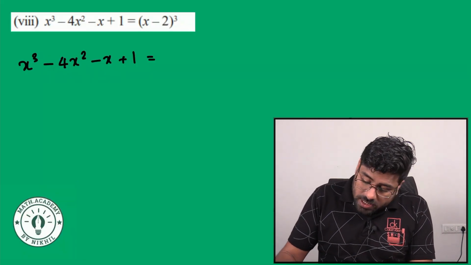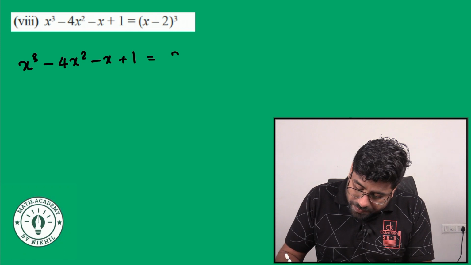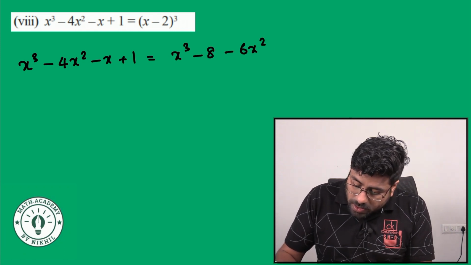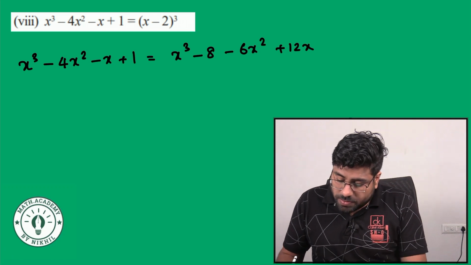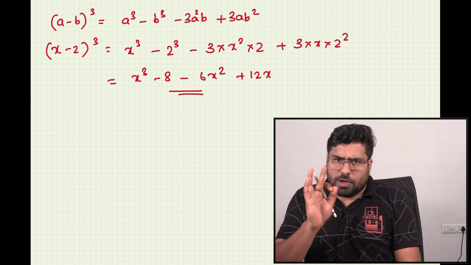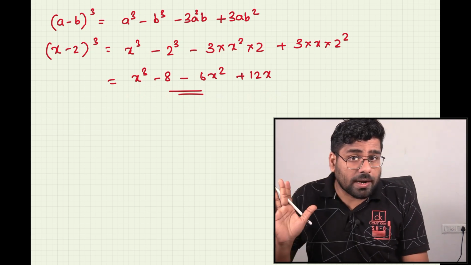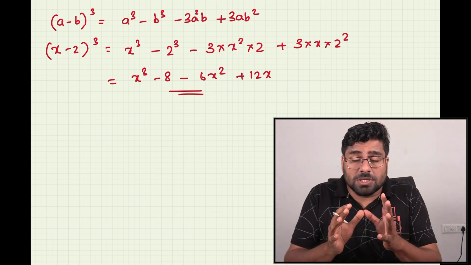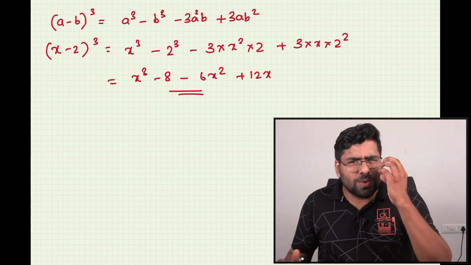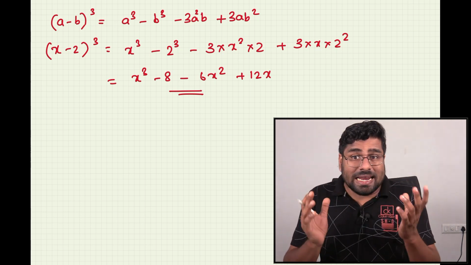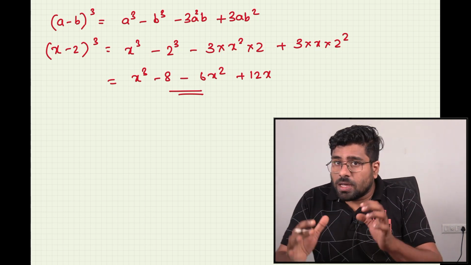Now let's write down the expression here. This is going to be x cube minus 8 minus 6x square plus 12x, right? This was the expression that we derived here. I hope that derivation is also very much clear, right? We have to do the substitution step by step so that you will be very clear with the concepts. It's very important that you have very clear clarity about the concepts that we are learning, right?